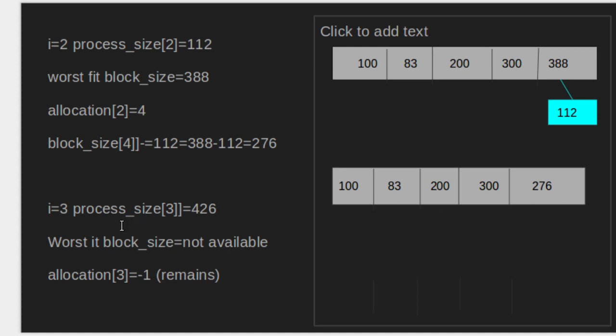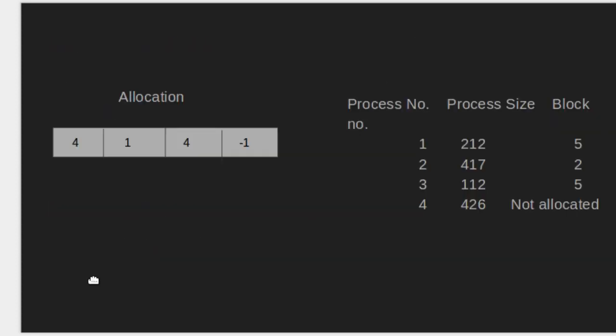When i equals 3, process size[3] equals 426. Here no block is greater than or equal to 426. So the worst fit block size is not available, and allocation[3] remains -1. At last, the allocation array will be like this: 4, 1, 4, -1, and the output should be this.